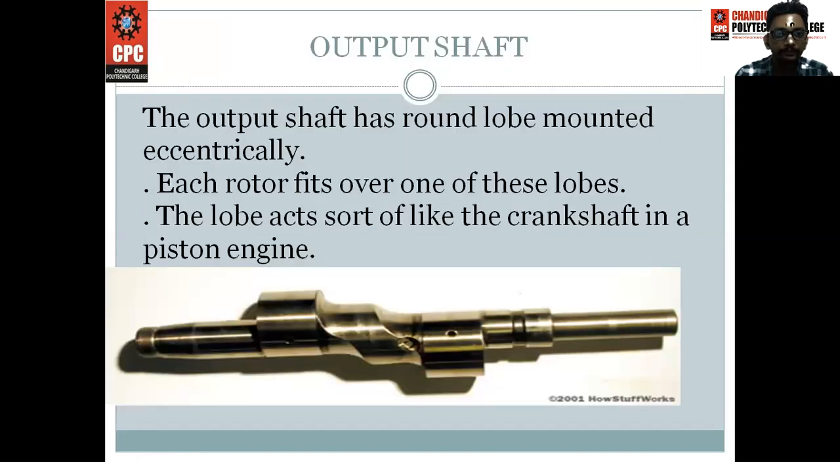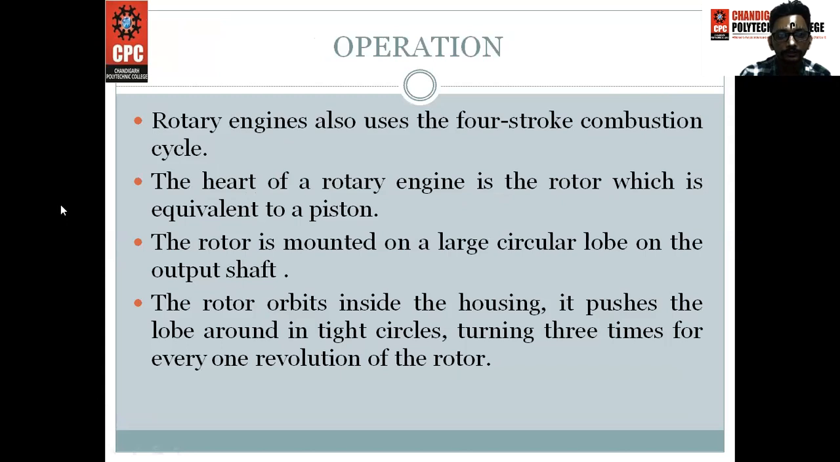In the next slide, we have the output shaft, which is another part of the Wankel engine. The output shaft has round lobes mounted eccentrically. Each rotor fits over one of these lobes. The lobe acts sort of like the crankshaft in a piston engine.